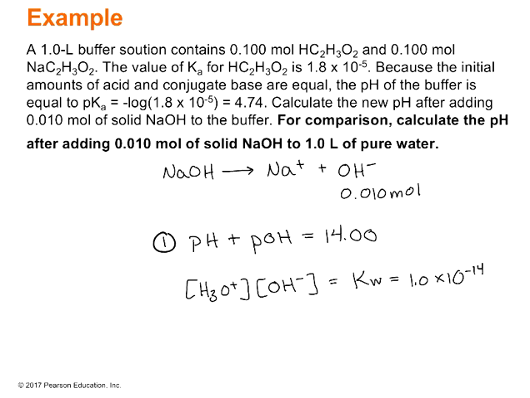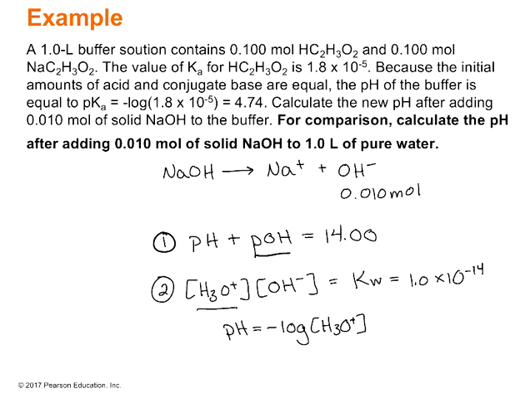So for instance, in the first option, you could calculate the pOH using the concentration of hydroxide ions, and then plug that into this equation and solve for pH. Or in the second option, you could calculate the concentration of hydronium ions using that equation and then calculate the pH using the concentration of hydronium ions. Both methods will give you the same answer.